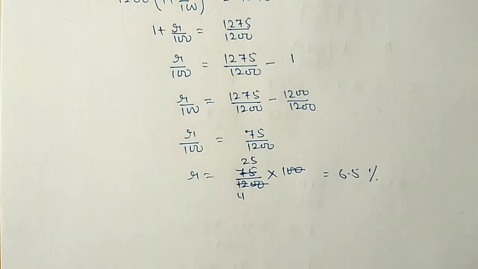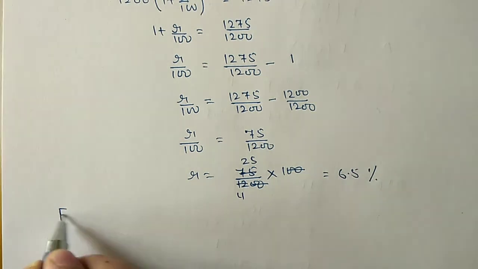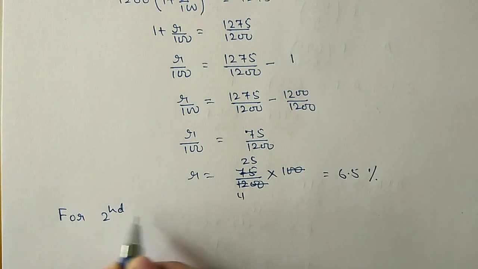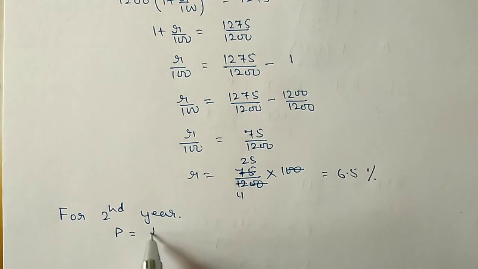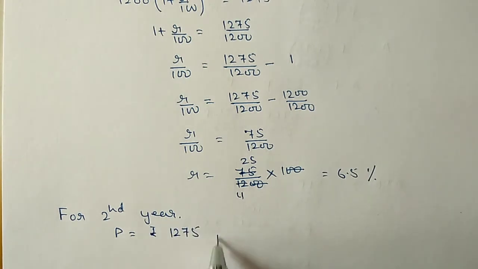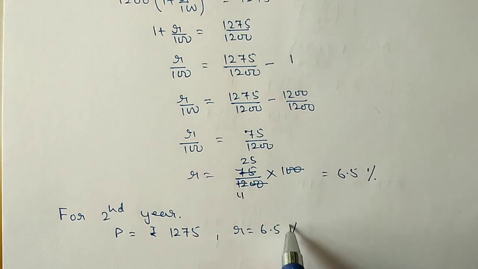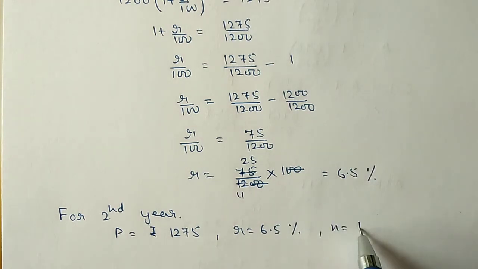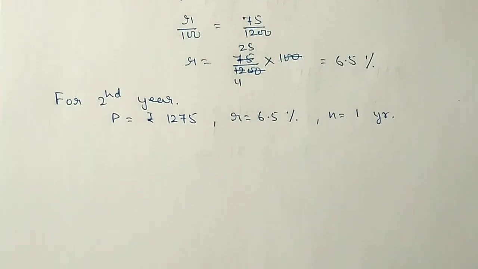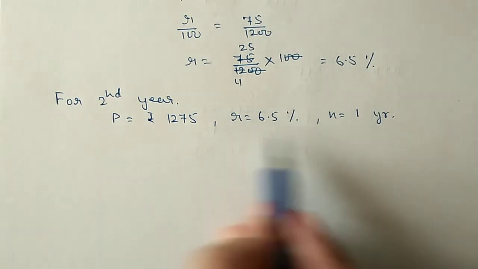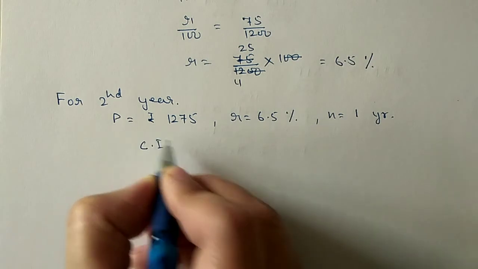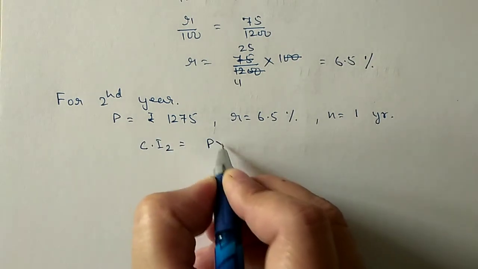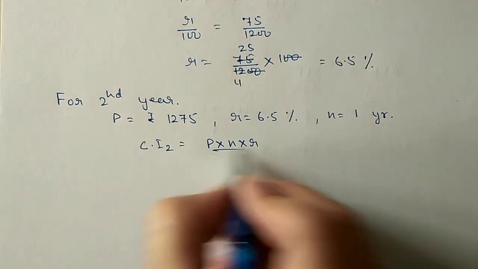Now we have to find the interest for the second year. We will do the calculation only for the second year. For the second year, the principal will be the amount by the end of the first year, 1275 rupees. The rate of interest, 6.5, we have just calculated, and time we will take as 1 year. It's your wish: you can calculate with the simple interest formula or the amount formula, because we only have to calculate for 1 year, you can use any one. So the compound interest for the second year is equal to P into T into R by 100.